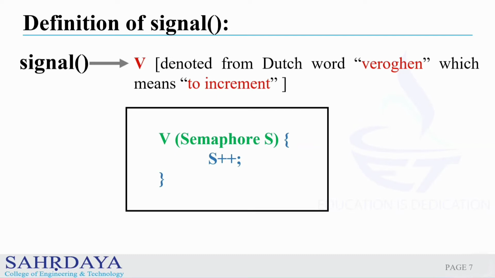That means the value of the semaphore is released, and now any process that is trying to access the semaphore value is free to access it. That is why the signal operation is called signal. It actually signals other processes that the semaphore value is released and any other process can make use of it. So this is the definition of the signal operation.